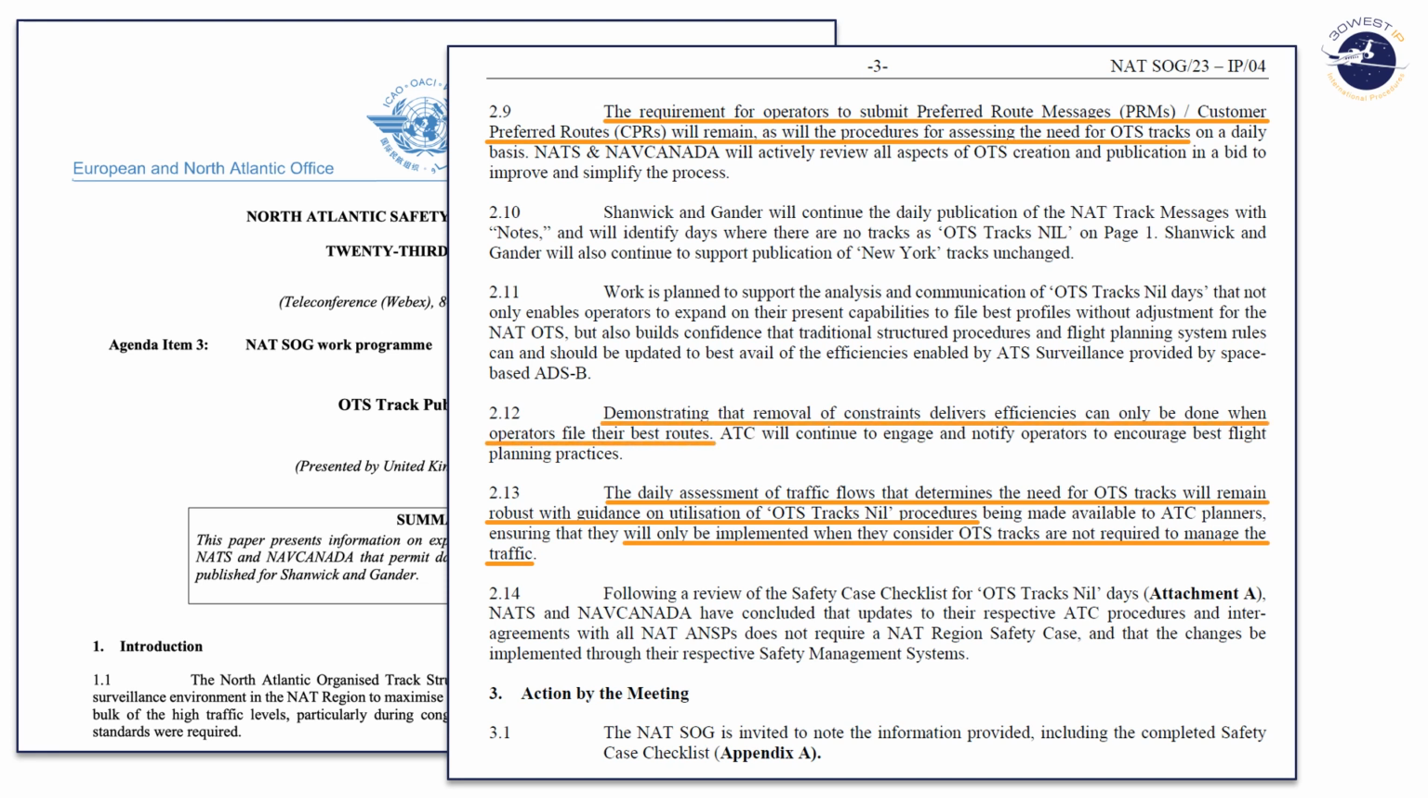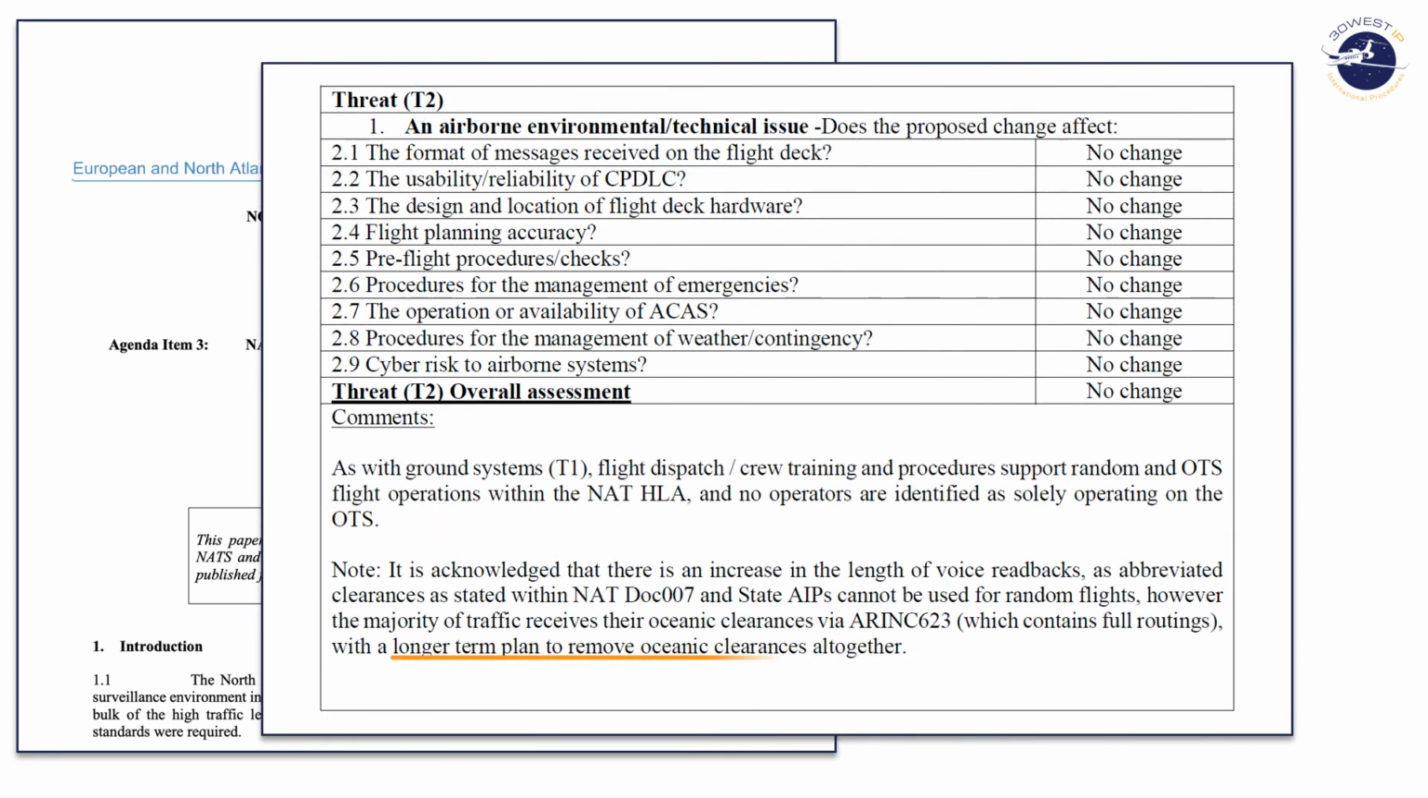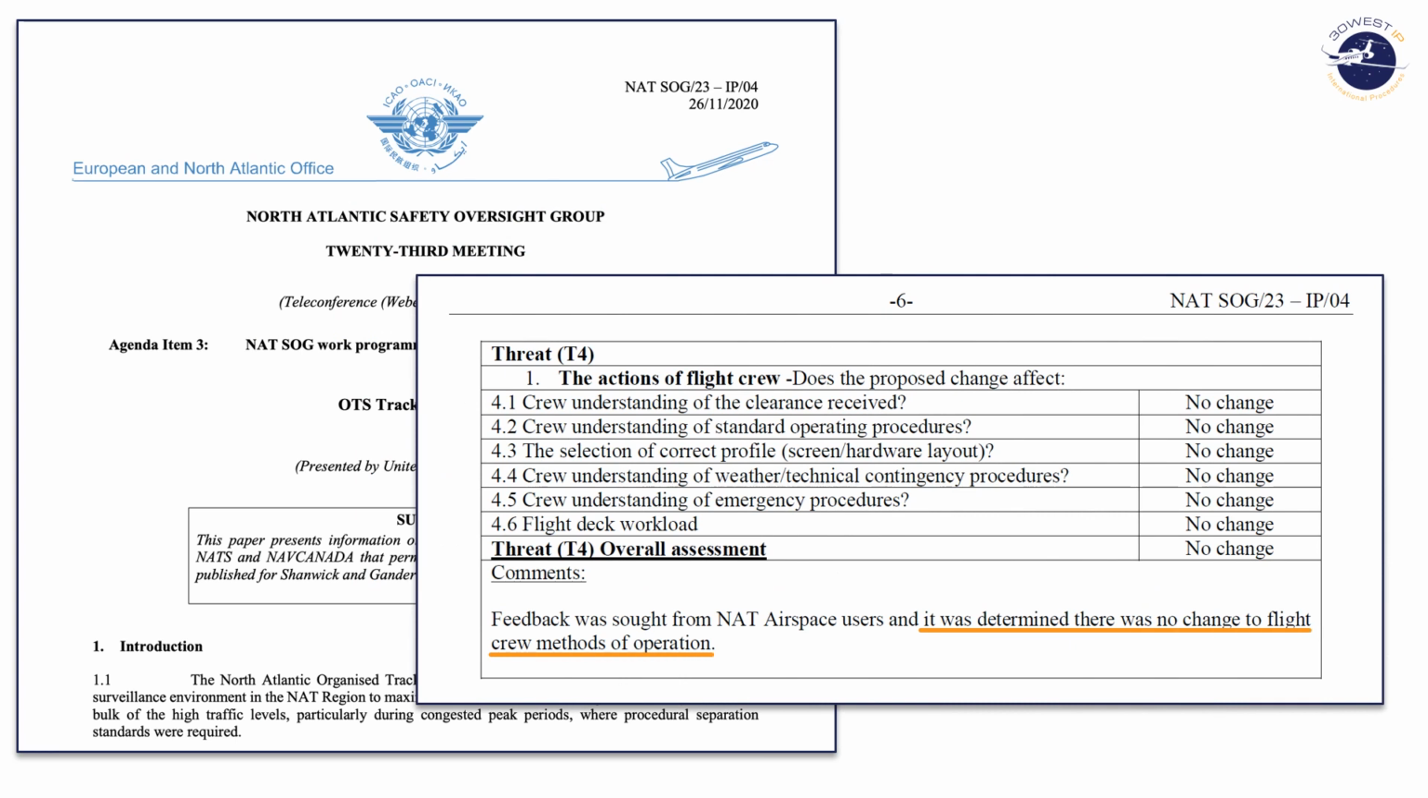This paper also acknowledges the environmental impact brought forth in the article on the blog. They state that delivering the efficiencies can only be done when operators file their best routes. There is a statement in this paper which I think deserves more press than it has received. There is a long-term plan to actually remove oceanic clearances in the NAT. Sweet! Bring it on! There are a couple of other statements we want to draw your attention to from this paper, and the first one is this.